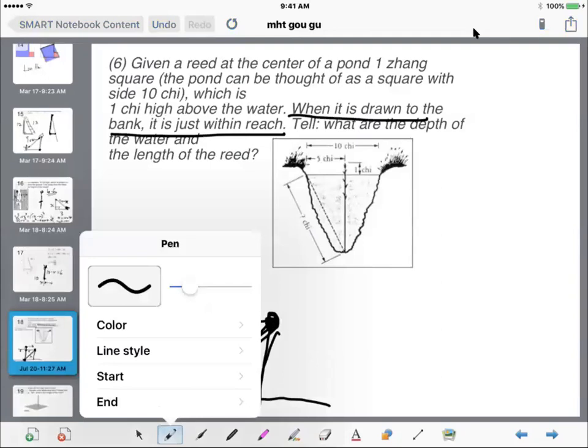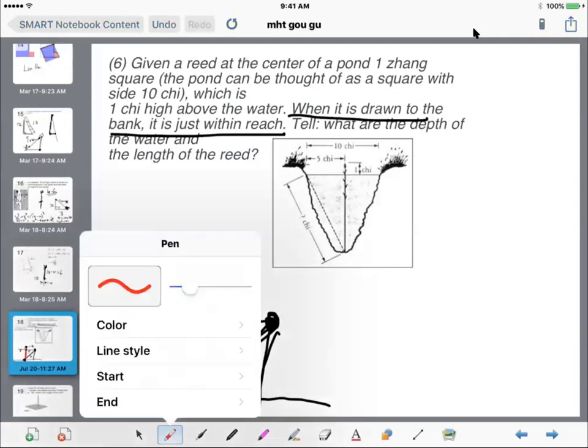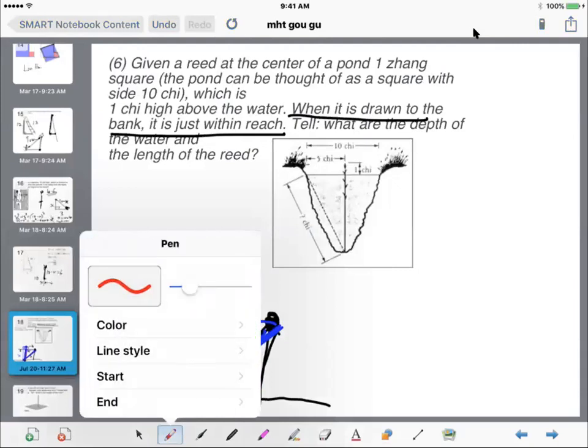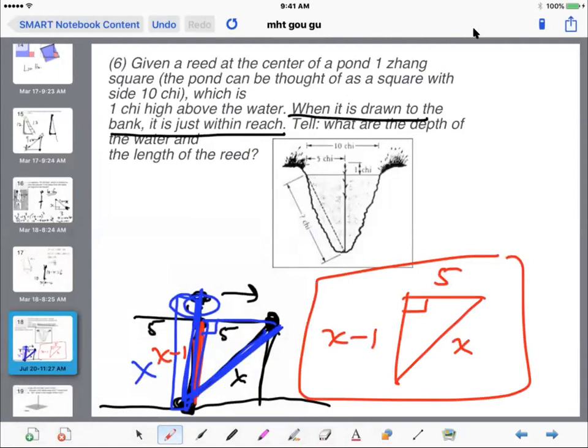So they want to know how long is the reed, which is from here to here. Anyone have a thought about what I can call this red side of this right triangle? Because here's the right triangle. And we know this little 1 here. Yes, it is x minus 1, and that is because from here to here is x, because that's the same reed as this. This and this are the same. So if this little 1 is taken off, that red piece is x minus 1. Okay, now that the diagram is created, go ahead and figure out what x is.